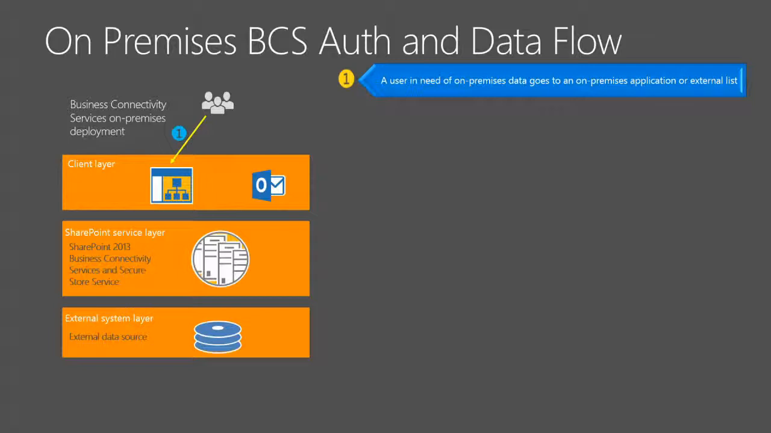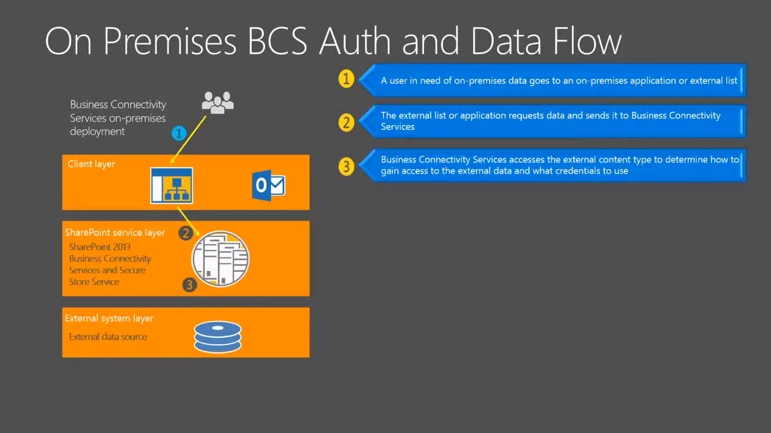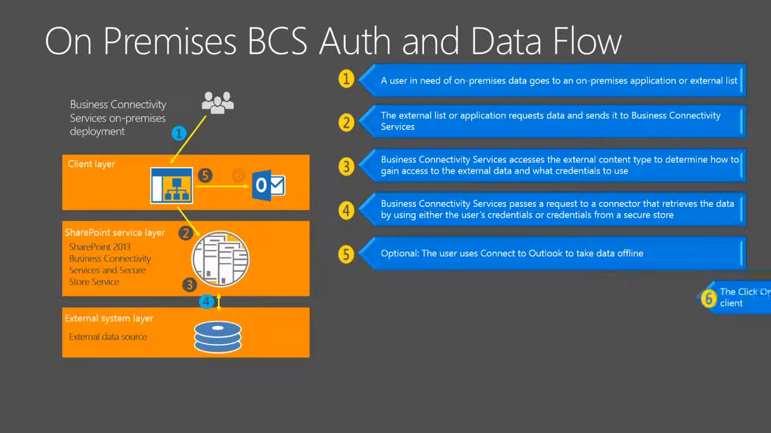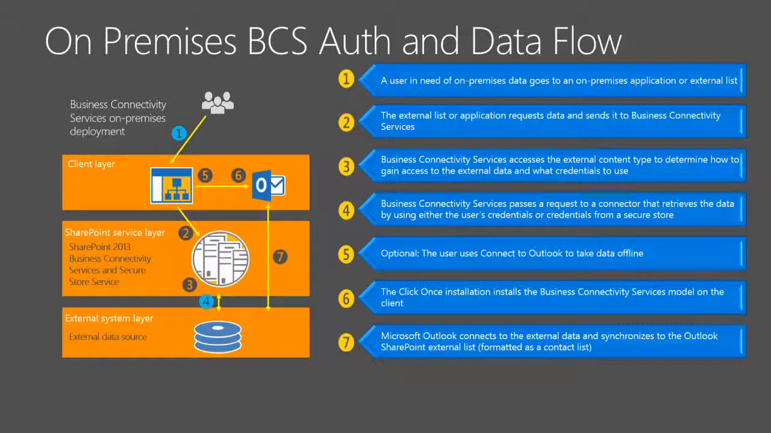If you think about a user interacting with an external list, once the user makes that request, the external list will communicate with the BCS service application and retrieve the external content type. That external content type will tell BCS where that data is and how we can retrieve the required data. BCS can then pass a request to that data source using the secure store, if that's the chosen security method that we've defined. Optionally, with BCS on premises, you can take that external list that you may have configured offline using something like Outlook. And the same applies for the hybrid BCS scenario too.